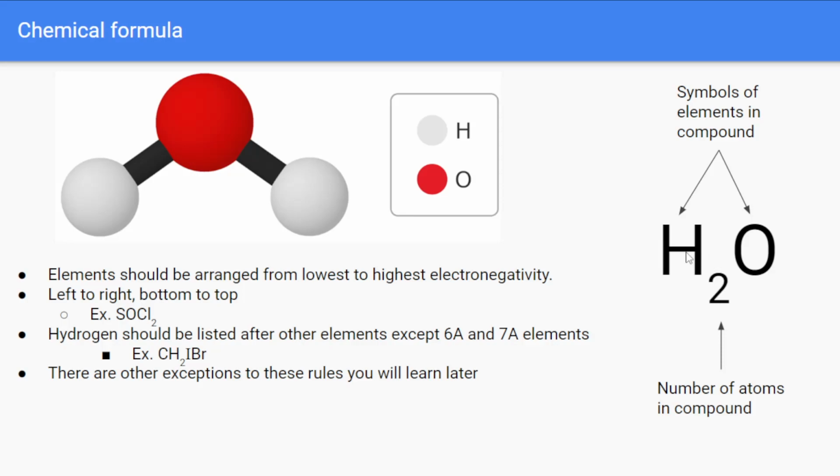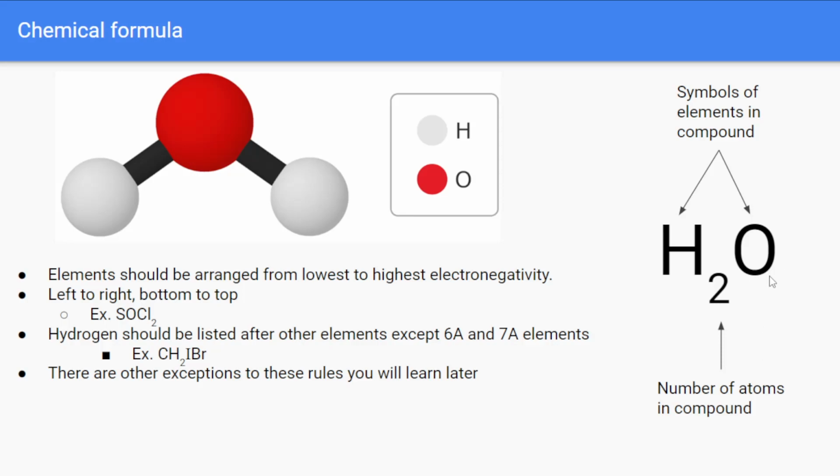When you write the formulas for a compound, you list the elements from left to right in order of lowest to highest electronegativity. The trick to doing that is listing elements from left to right as you see them on the periodic table, and then if they're in the same group, you would arrange them from bottom to top.